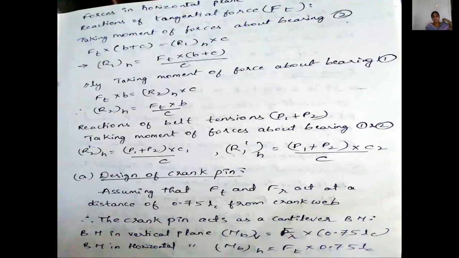After that, you should find out the design of crank pin. Assume that Ft and Fr act at a distance of 0.5 LC from the crank web. The crank pin acts as a cantilever. The bending moment in vertical plane MBV is equal to Fr into 0.75 into LC.